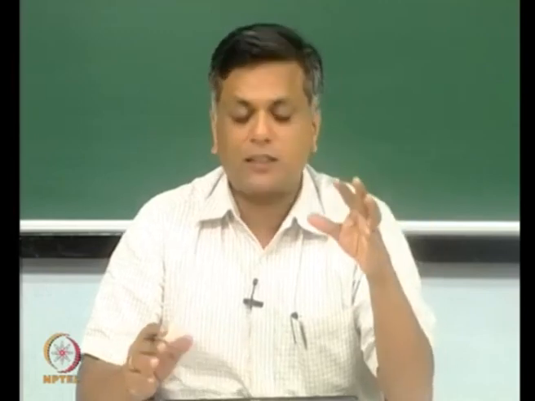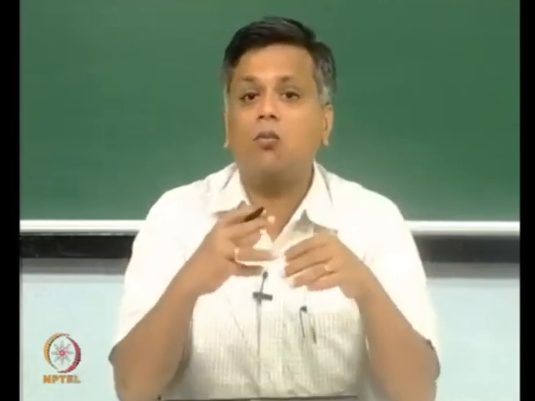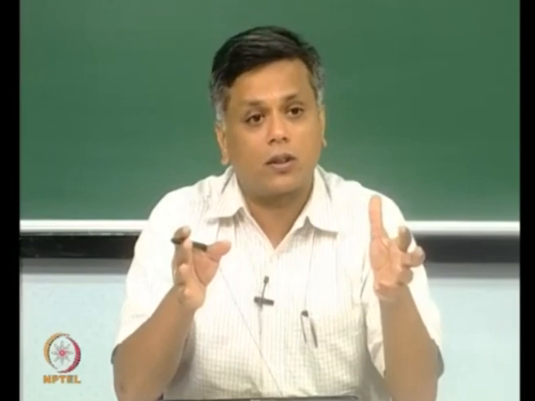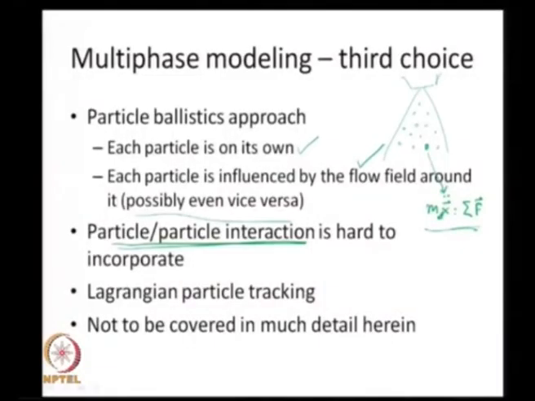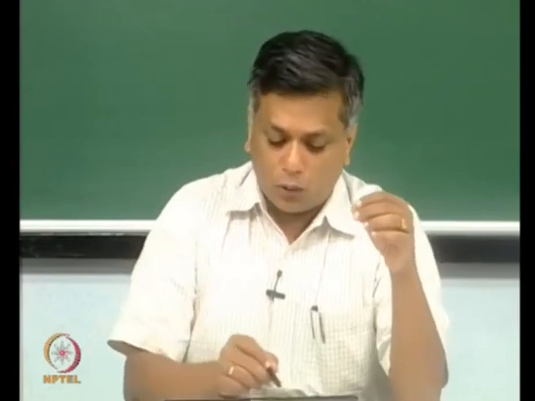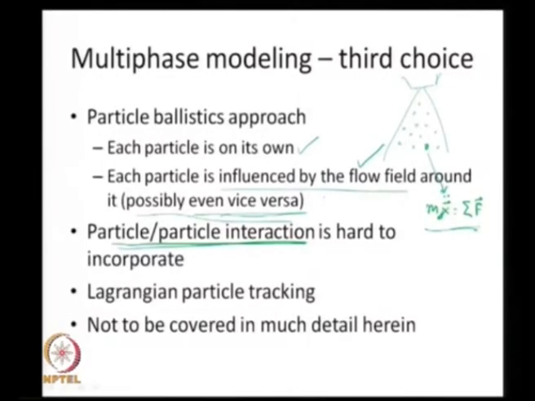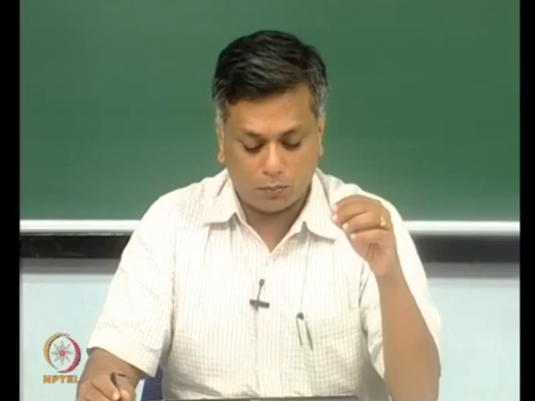So, this is essentially the physics of how particle tracking works, both one way coupling. That is, if each particle is influenced by the flow field alone, it would be called a one way coupled particle tracking model. If you allow the vice versa thing to happen also, that would be a two way coupled particle tracking model.